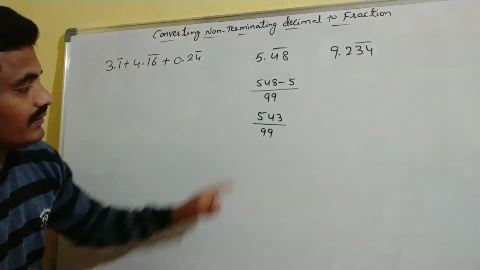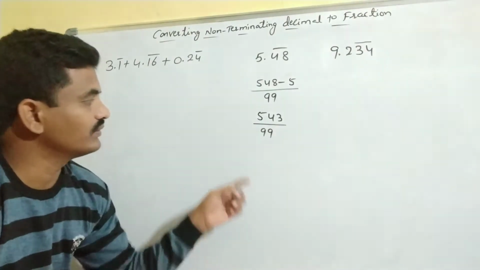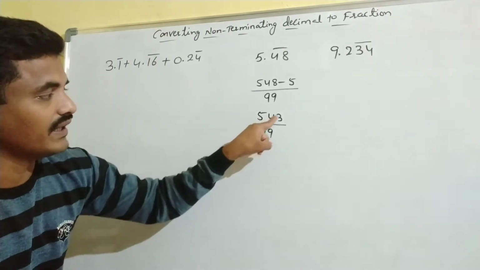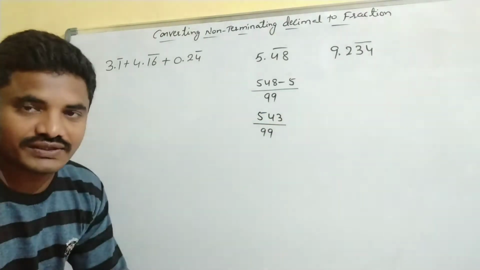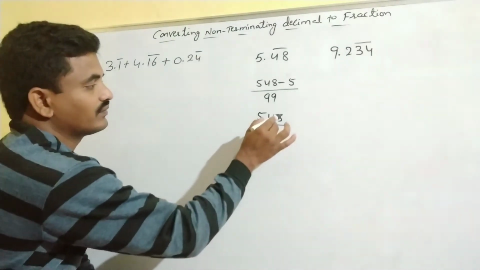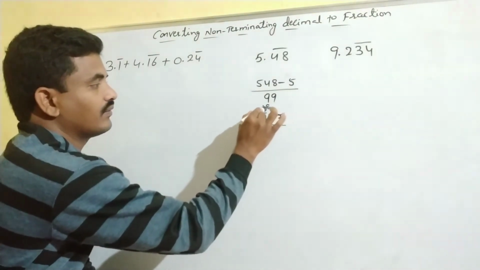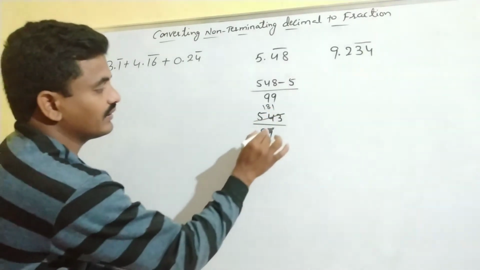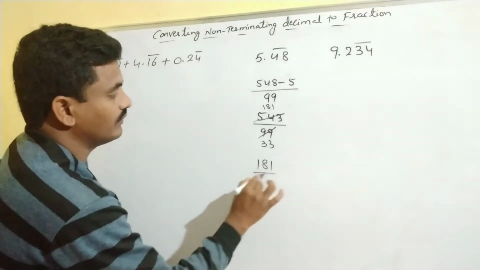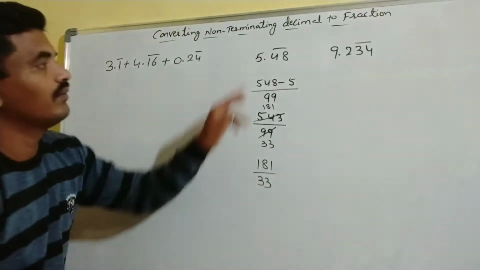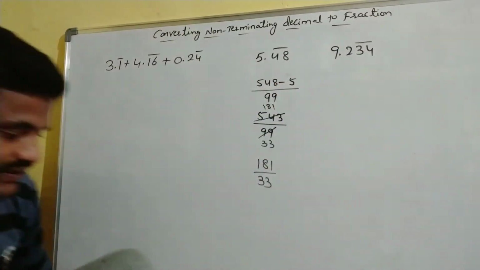And this we have to convert to the simplest fraction. 5 plus 4 is 9, 9 plus 3 is 12. 12 is a multiple of 3, so we can divide by 3. 181 over 33. So this is the value of 5.48 bar.